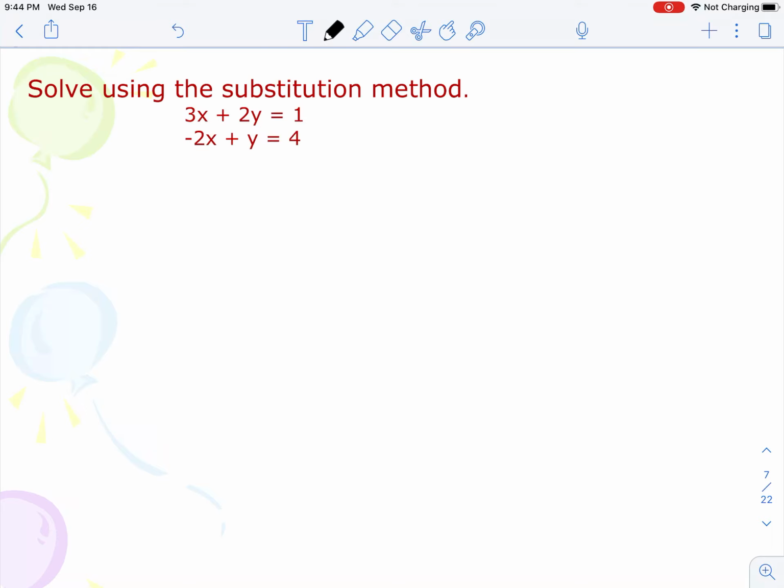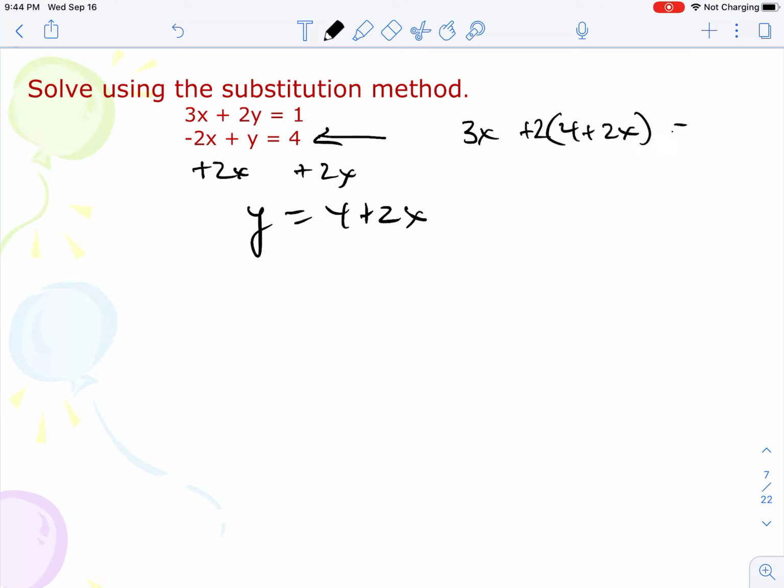Thanks for pausing, coming back. Again, I look at this one and I go, okay, that one right there is kind of the easiest, because if I add 2x to both sides, I get y equals 4 plus 2x. Now, wherever I see a y in the other equation, I'm going to put in a 4 plus 2x.